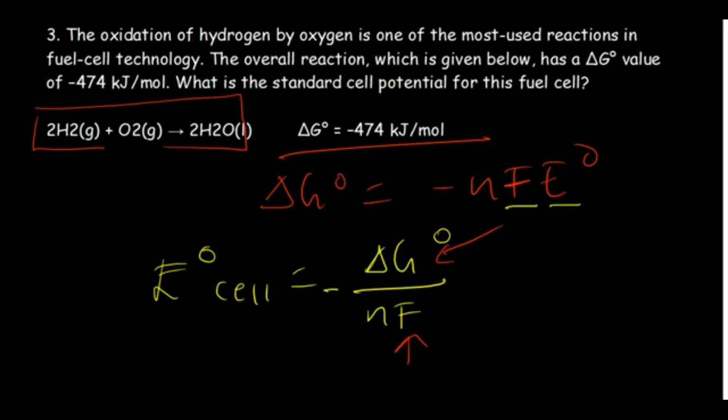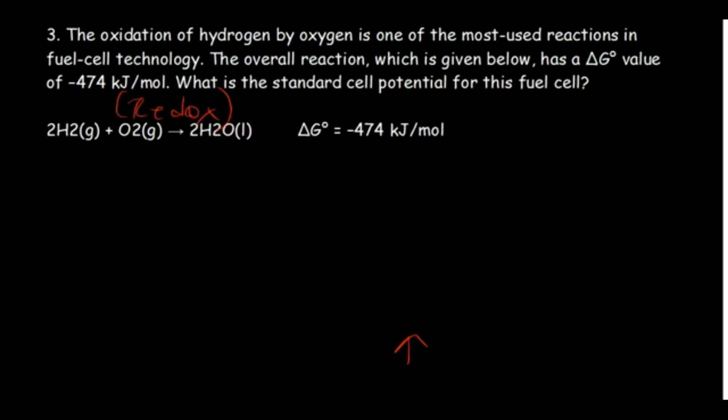We need to now find N. So N is going to be given by looking at the reaction that we have. For your own information, the reaction that we've been given is also a redox reaction, right? Let me just create space and show how it is a redox reaction.